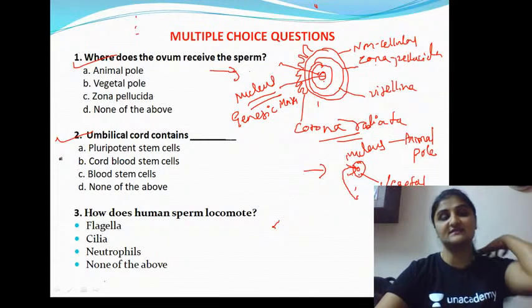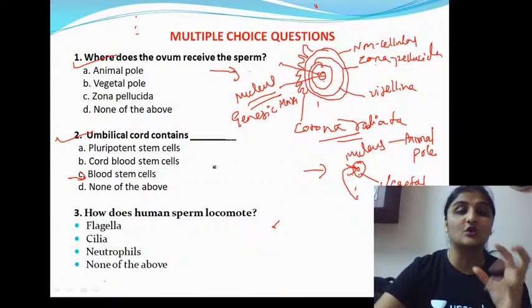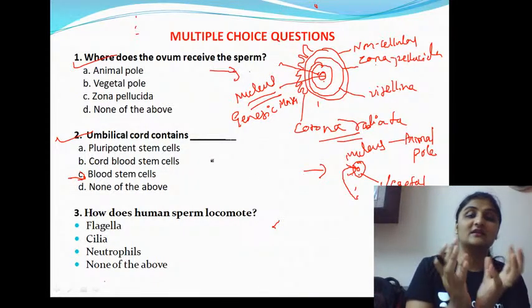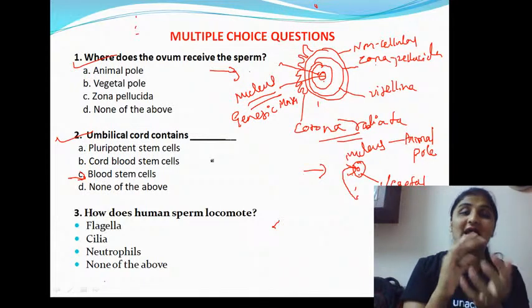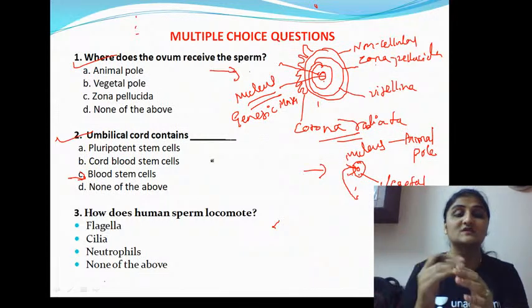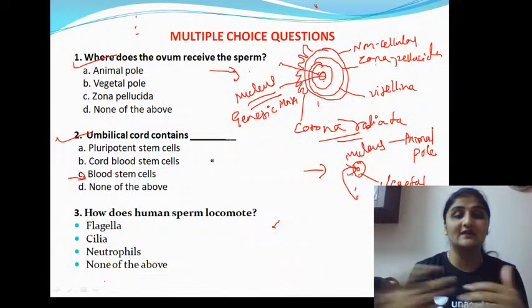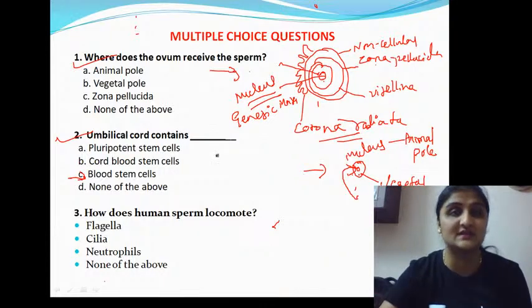And the right answer is blood stem cells. Correct. Because the umbilical cord, when the doctor cuts it, contains a lot of stem cells, and that blood with the stem cells can be preserved in the blood bank, because these stem cells have a high power of division. Like they can act as pluripotent stem cells, right?